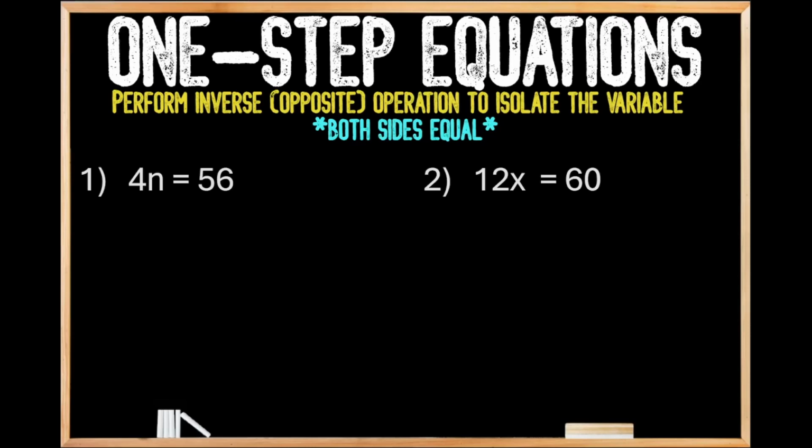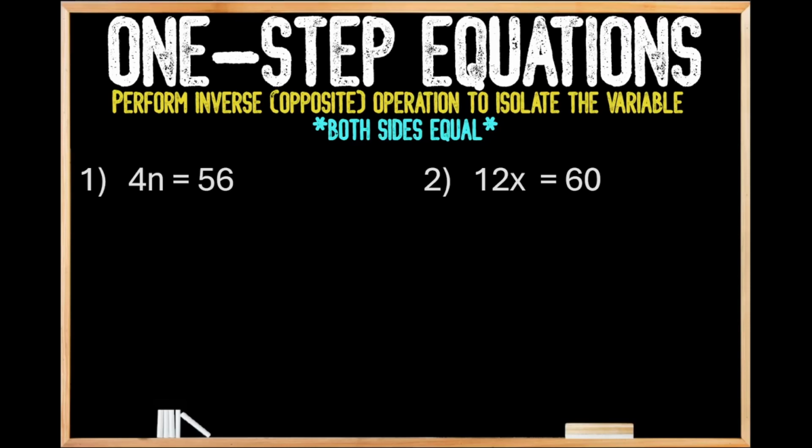As we can see up top here highlighted in yellow, in order for us to isolate our variable of n, we're going to need to perform the inverse or the opposite operation of whatever is being done to n in this problem. For question number 1, we have 4n equals 56. Since we have a number that's next to the variable, it tells us that we're going to be multiplying our variable by whatever the number is beside it.